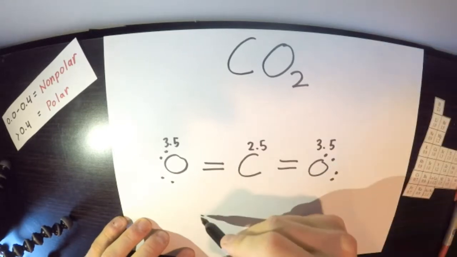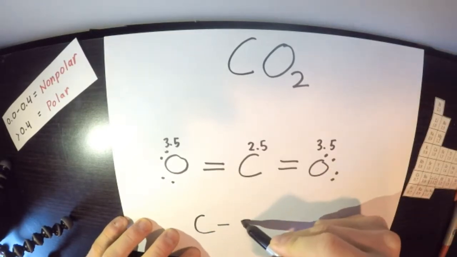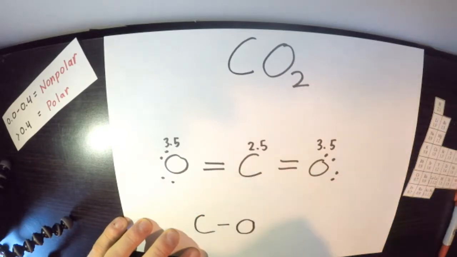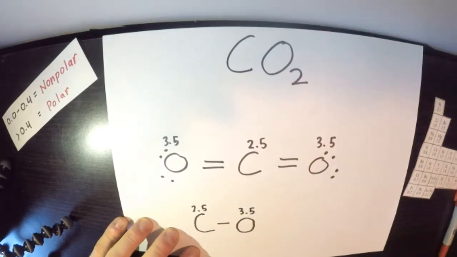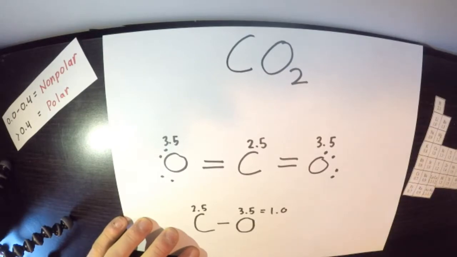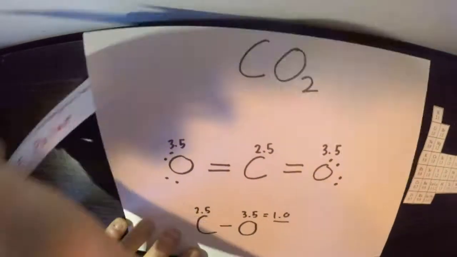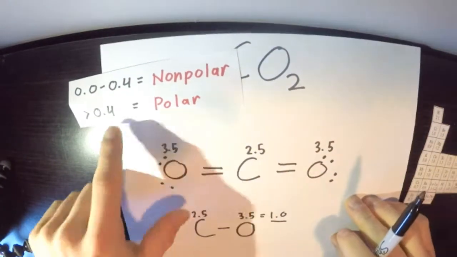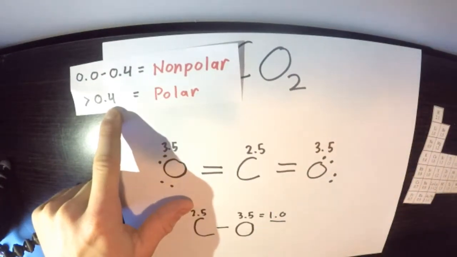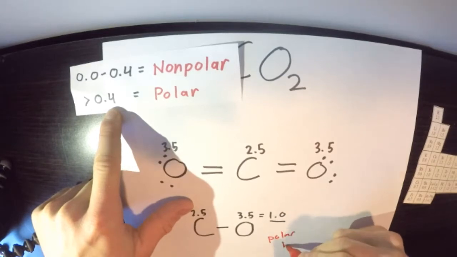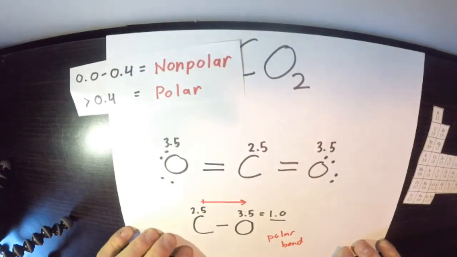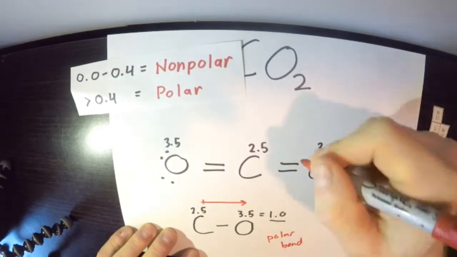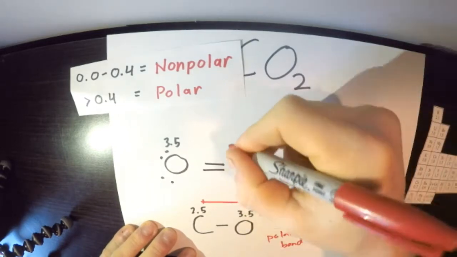Okay? So let's just find the difference in electronegativities now between one of the bonds of carbon and oxygen. Carbon, 2.5. Oxygen, 3.5. The difference here is 1.0. So this value, 1.0, is certainly greater than 0.4. So the bond between carbon and oxygen is a polar bond going in the direction of oxygen. So I'll just draw my arrows from carbon to oxygen.